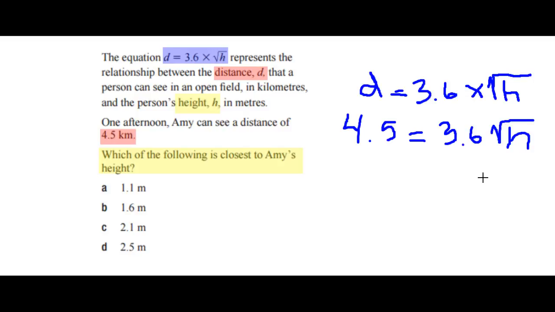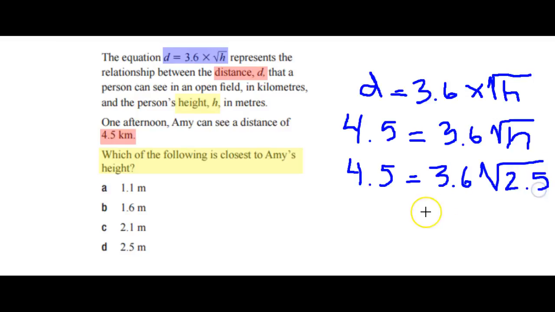In this case, I'm going to substitute these values in to see where it makes the left side equal to the right side. Okay, so 4.5 is equal to 3.6 times the square root of h. So let's just see. I'm going to try the 2.5 here, and that'll tell me whether I need to go higher or lower. So 2.5, and I'm going to just work this out on my calculator.